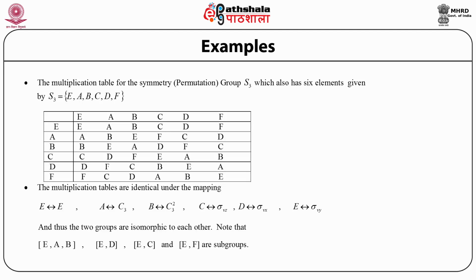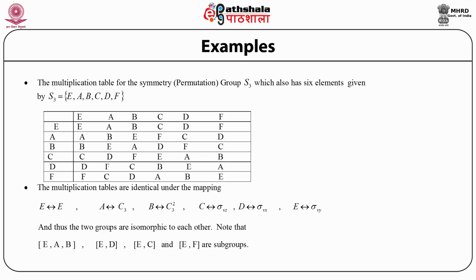And when we compare this multiplication table of the group S3, the symmetry group, with the multiplication table which we derived before for the rotation of the triangle, we make the correspondence or the map whereby the identity element of the permutation group is mapped to the identity element of the group D3, the element A of the symmetry group is mapped to the rotation element C3, the element B of the symmetry group is mapped to C3 squared, that's a rotation by 240 degrees.